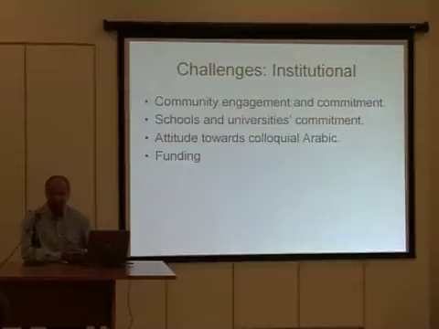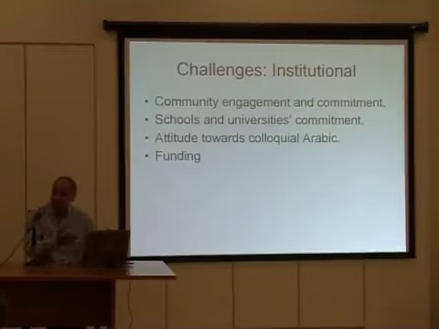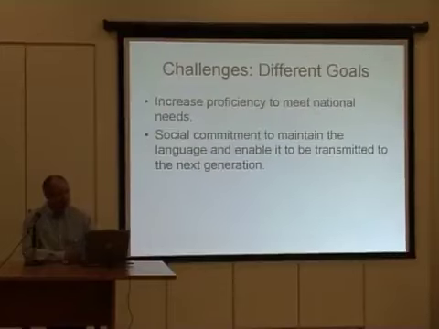So there are problems with the community engagement and commitment. They need to be part. Schools and universities' commitment to heritage languages needs also to be looked at, because if you go to a Chinese heritage program, it's really Mandarin Chinese, there is no Cantonese. And there is attitude towards colloquial Arabic. Some people think of it as a corrupt form of standard Arabic, which is not, of course. It's a different variety that exists side by side with standard Arabic. And we need to find a way to teach them, to help them with both. And there's, of course, the lack of funding. If you're familiar with what's going on in the United States with higher education, funding is a big issue. And sometimes there are also conflicts of goals.